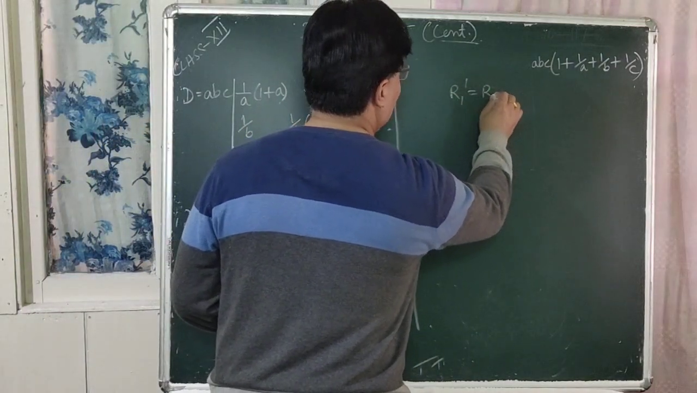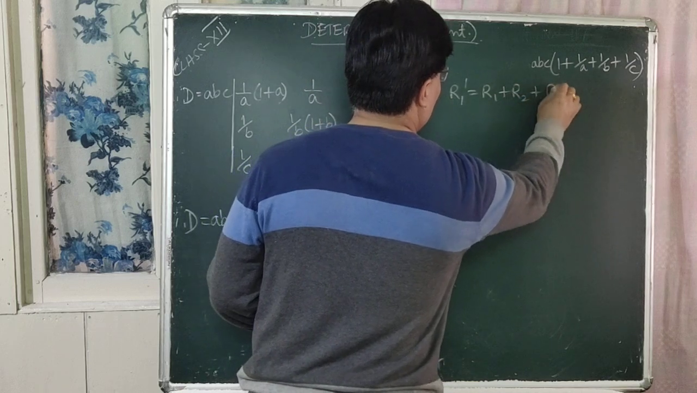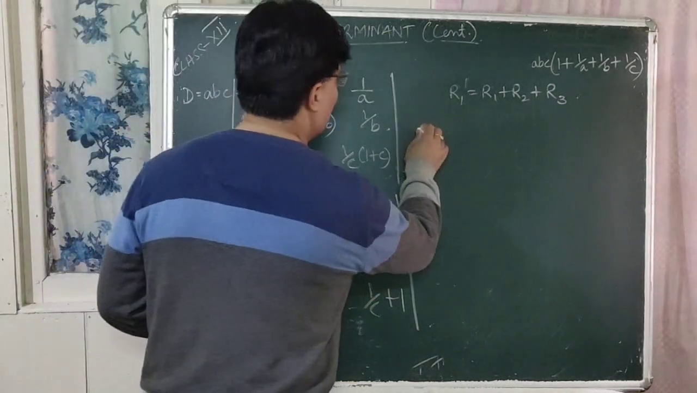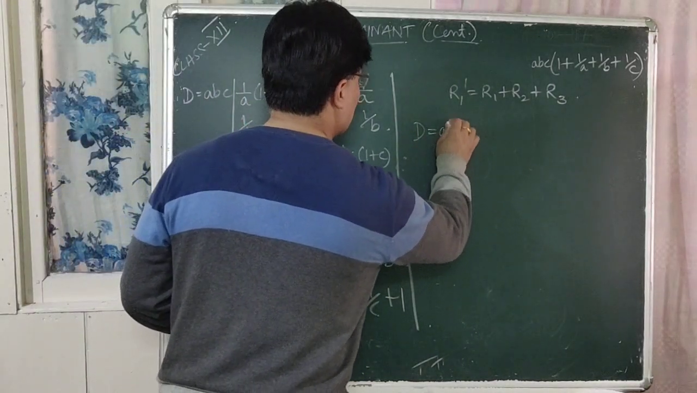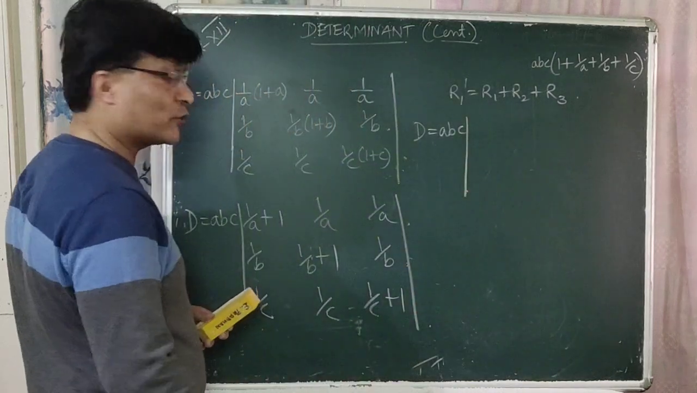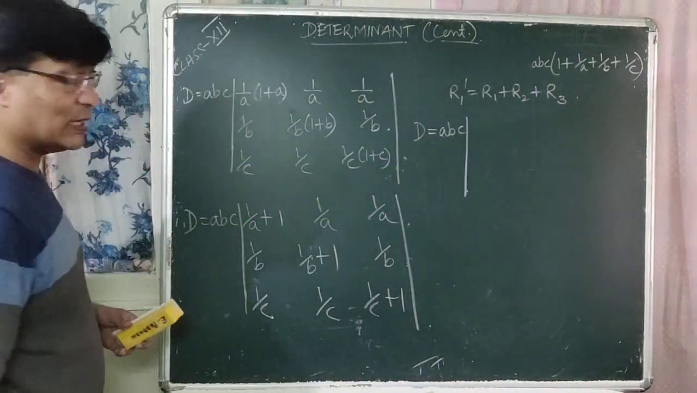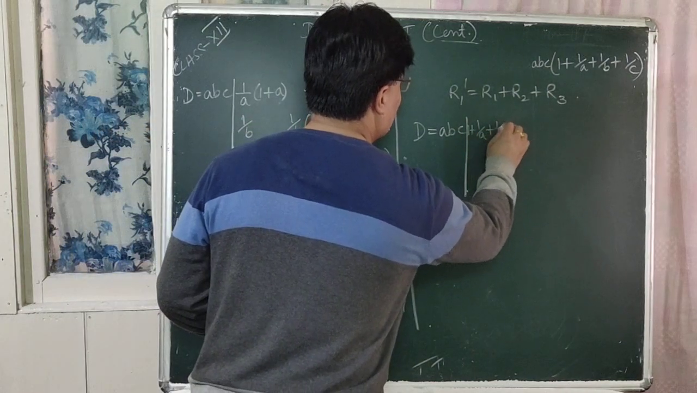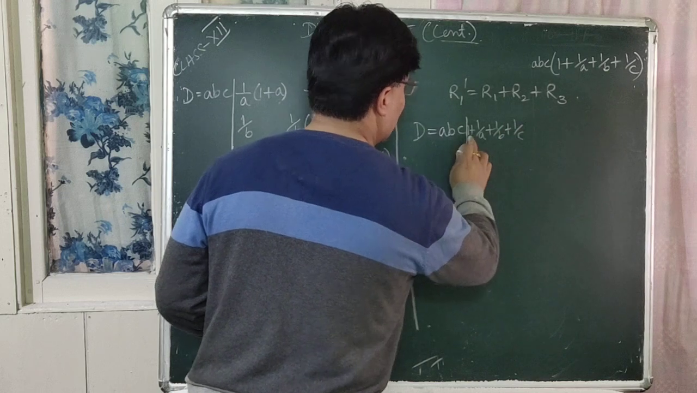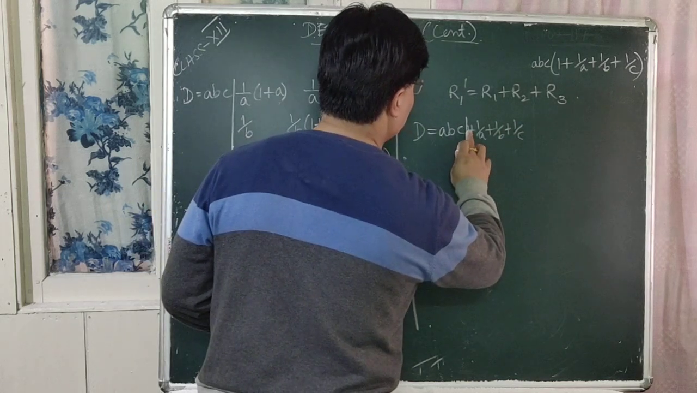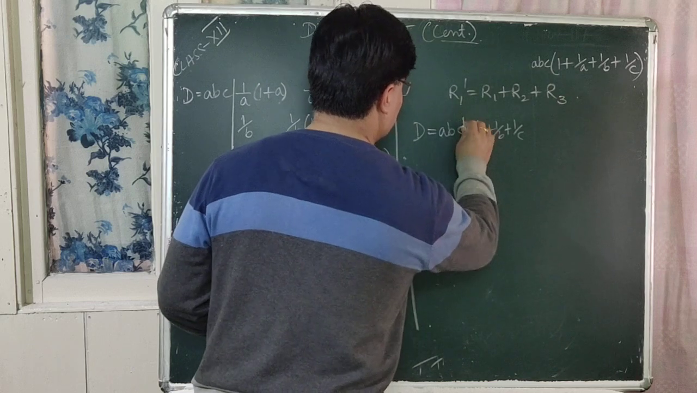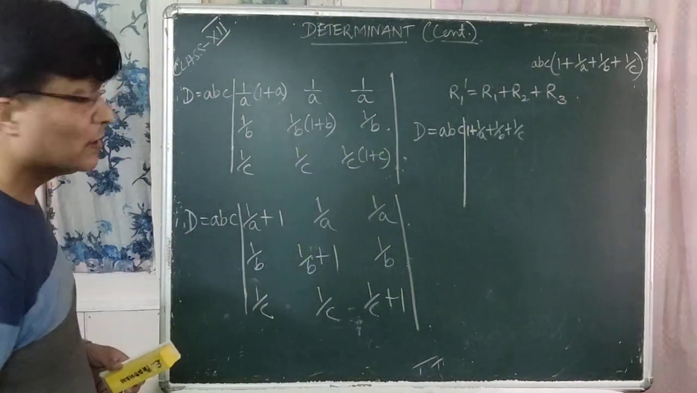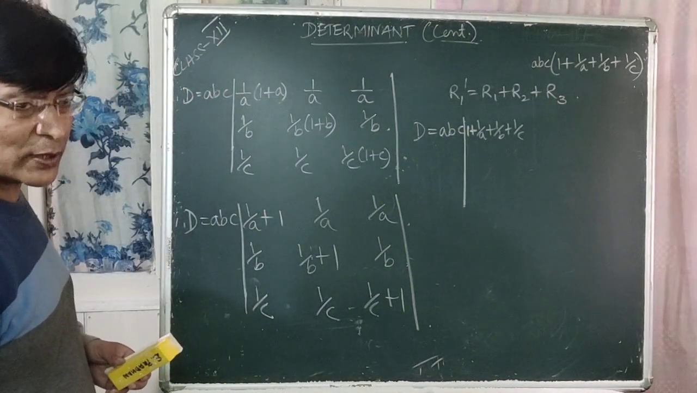So let's do here. R1 dash is equal to R1 plus R2 plus R3, right? So what is D now? D is equal to, it is ABC. What is the new first row? You can add all those elements in the first column. It is 1 plus 1 upon A plus 1 upon B plus 1 upon C. This is 1, right? This is here 1. Can you see it? 1 plus 1 upon A plus 1 upon B plus 1 upon C.